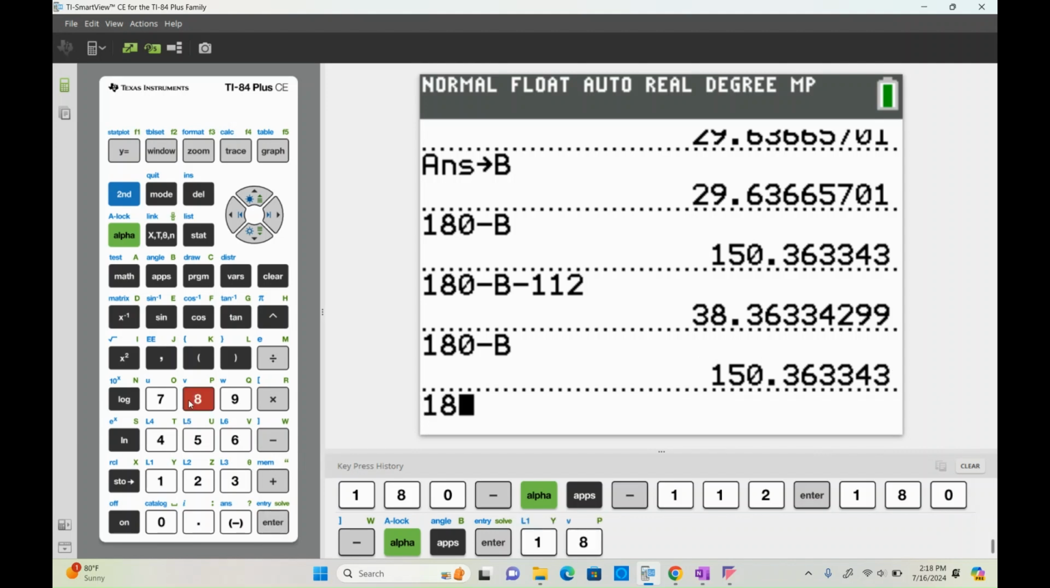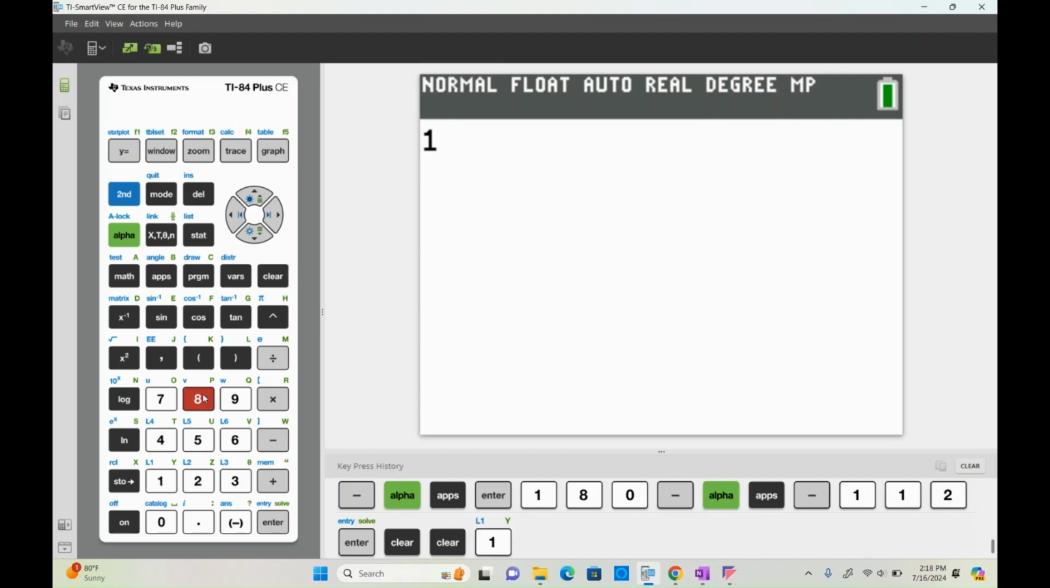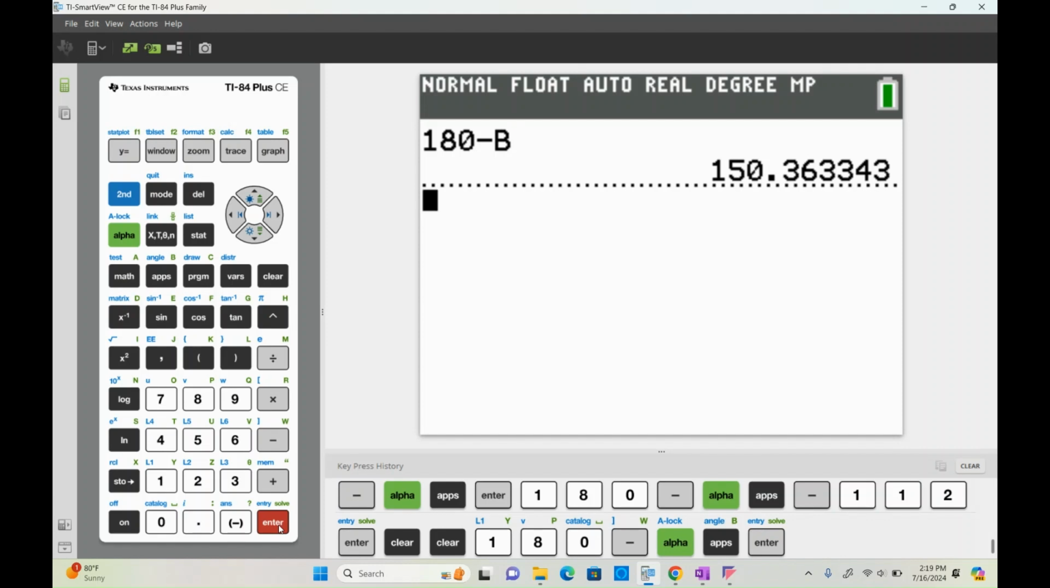So I'm going to do 180 minus B2 and then minus A, which is 112. Okay. And so let's see here. Oh, let me go back. Yeah, I messed that up here a little bit. Okay, so 180 minus B, or B1, gives us B2. Okay, so again, B2 is this 150.4.